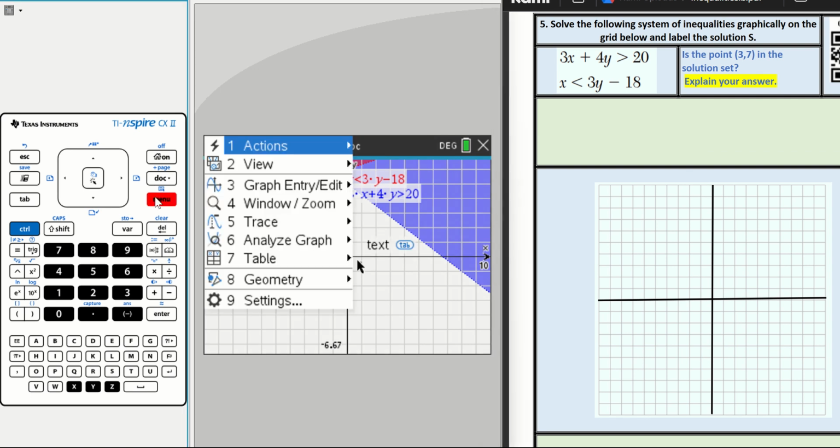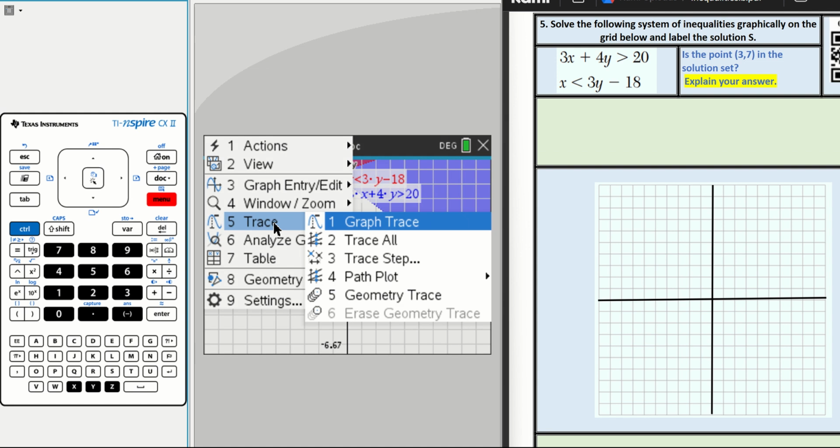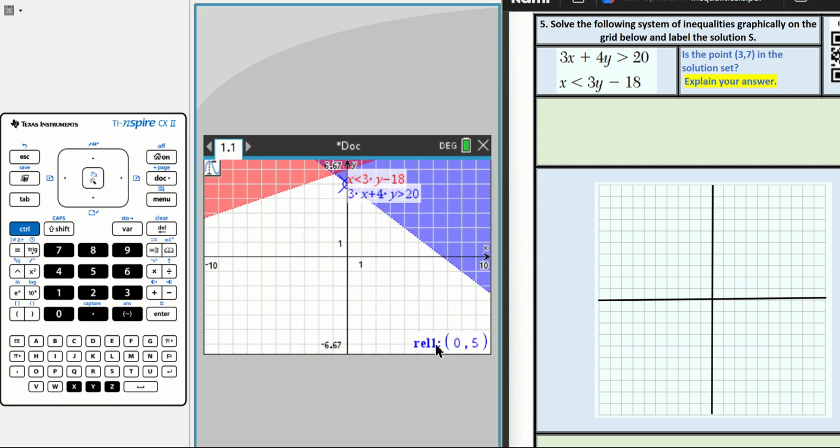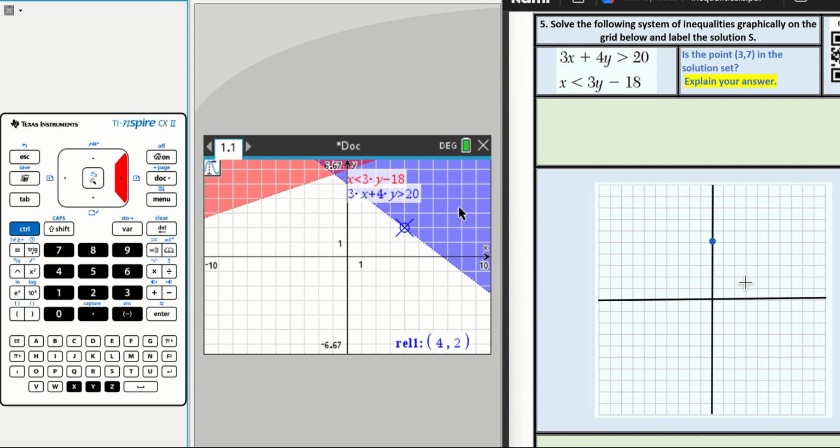So let's go with the first blue equation. So menu, trace, graph trace. Notice this is the first equation, REL1, and it's in blue. So we start with 0 for x and 5 for y, so that's a good starting point. We want whole numbers: 0, 1, 2, 3, 4, 5. Now we want to move over 4 to the right, 2 up.